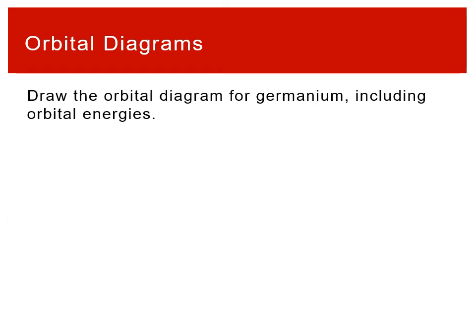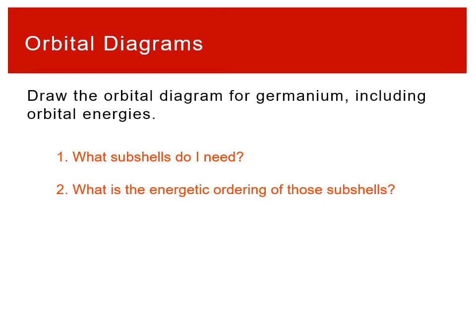So let's see what that looks like. Let's draw an orbital diagram for germanium, including my orbital energies. Just like with the box diagrams or electron configurations, we're always just asking, what subshells do I need? Where are the electrons actually going to be assigned? There is the complication of the energetic ordering, but that comes from the Aufbau ordering. So the subshells are already written in order from lowest to highest energy, and then you fill them in using that same Aufbau principle. All of those still carry in that idea of building up.